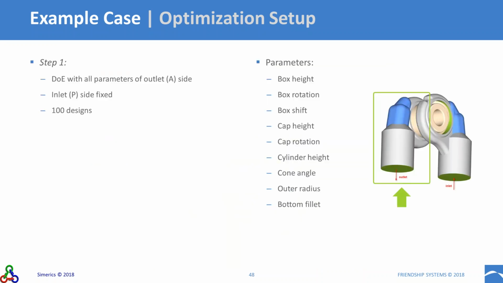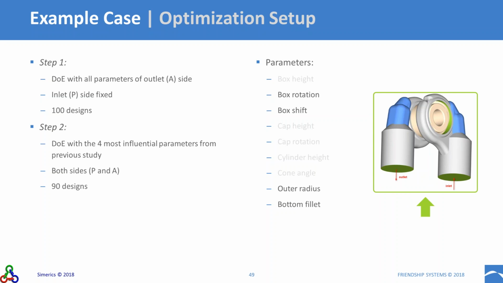The whole optimization process was divided in 3 steps. In the first step, we ran a design of experiments with all geometry parameters of one of the 2 sides of this configuration. In this case, we use the outlet or A side of the configuration, which is shown in the picture. We used all of the 9 parameters to run the design of experiments, and the inlet side or P side is kept fixed. This DOE ran 100 designs.